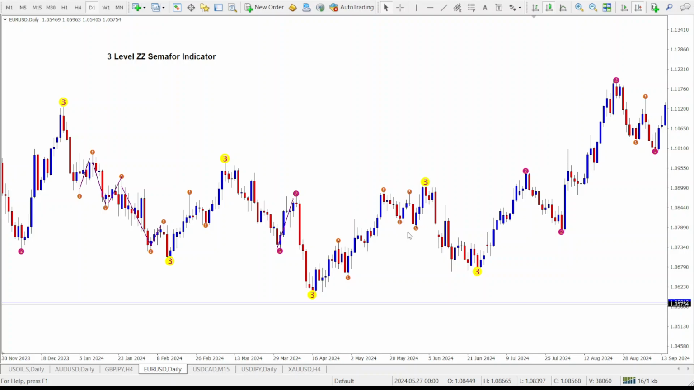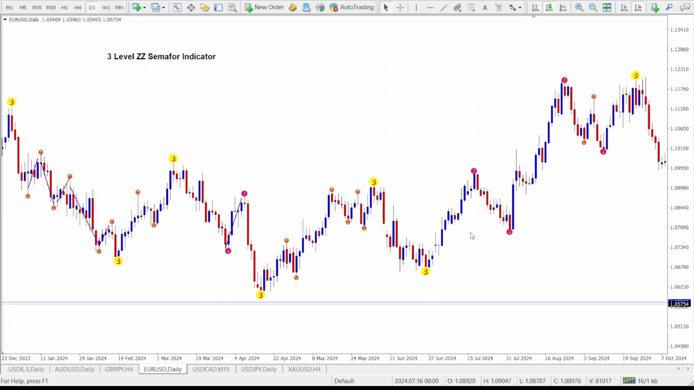So if you enter a sell trade from a lower level and a buy signal from a higher level forms, you should exit your lower level trade. But if you are entering a trade based on a higher level signal, you don't need to exit at the sight of a lower level signal. So I hope it's clear. All right, hope it's clear enough.